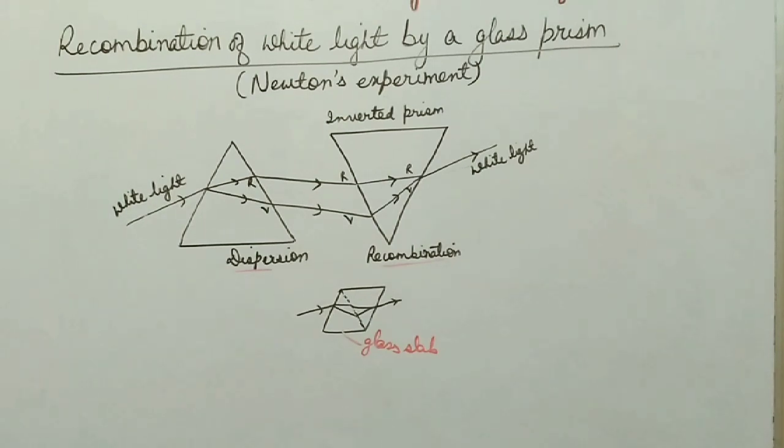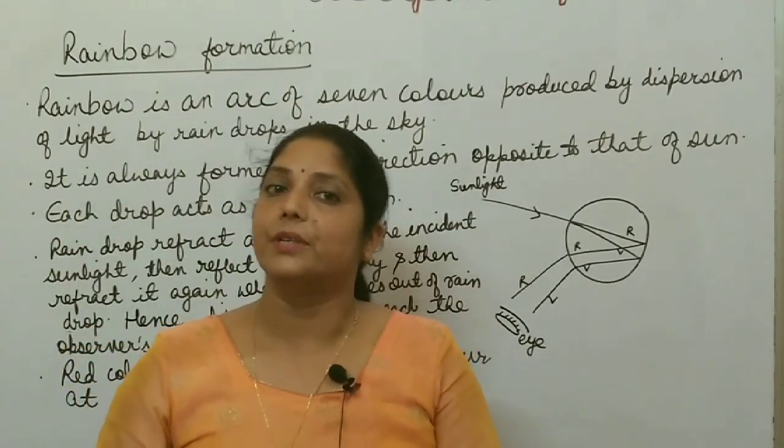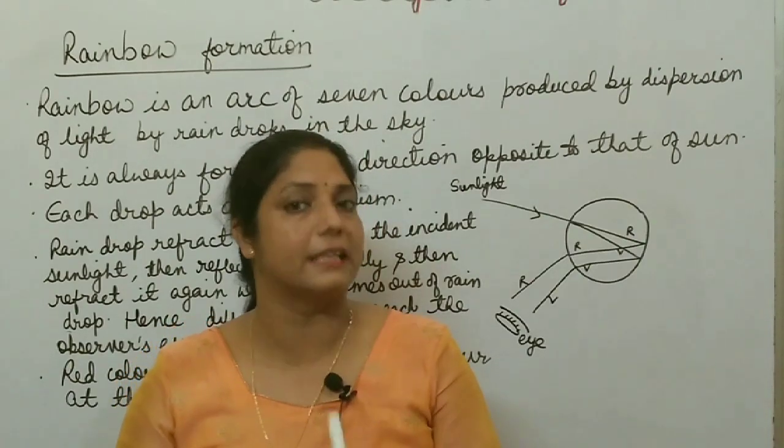Please take a screenshot. After that, we'll discuss rainbow formation. Now, next is rainbow formation. Actually, rainbow is the best example of dispersion of sunlight in nature.